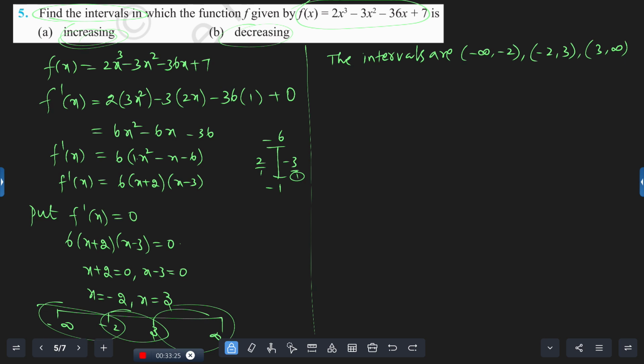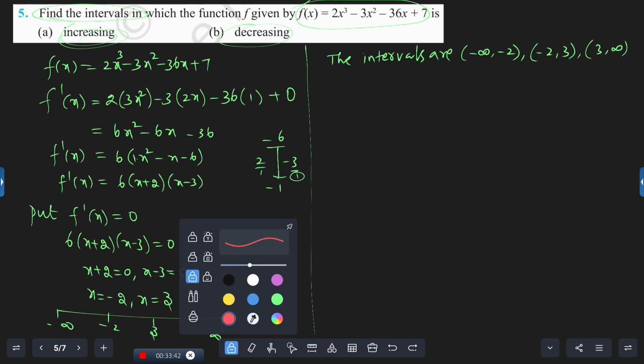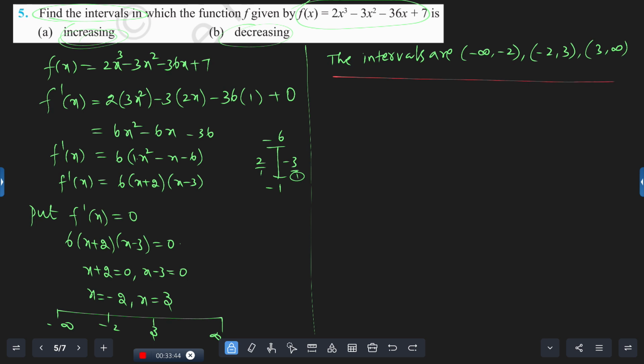The 3 intervals I got are minus infinity comma minus 2, minus 2 comma 3, and 3 comma infinity. I hope you understand all the 3 intervals. After the intervals, what we have to do? Make a table. The table will be very useful to simplify your work. First, the interval.